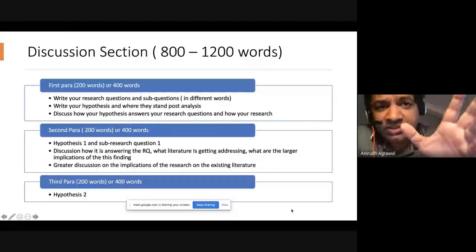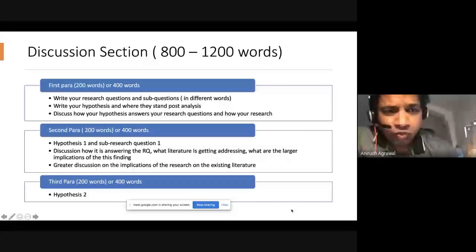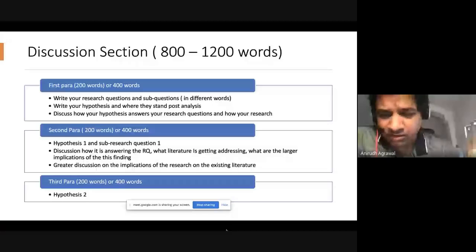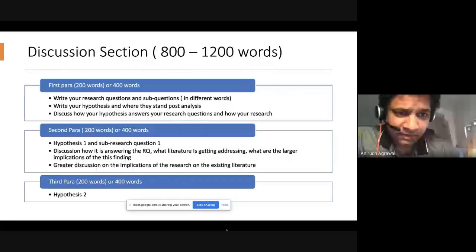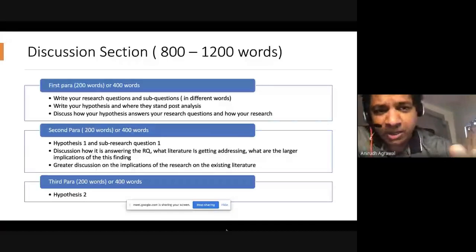So the discussion section, in my opinion, is between 800 to 1200 words. Your first para could be 200 to 400 words, your second para could be 200 to 400 words, and your third and fourth paras could be something like this. You write your research questions, sub-research questions, and hypotheses, and where they stand. You have to write it in different words, contextualize it, and discuss your hypotheses, your answers, and how your research question is answered.